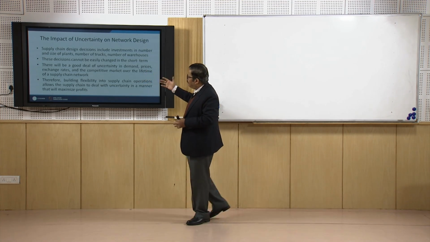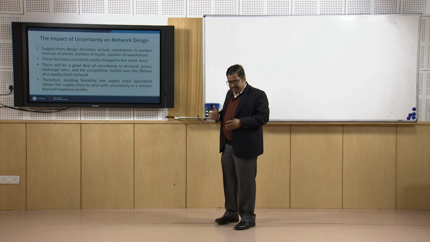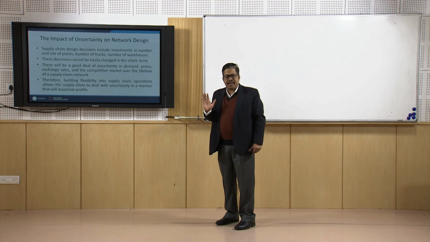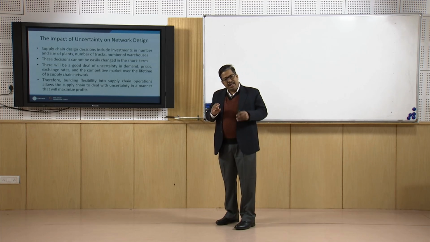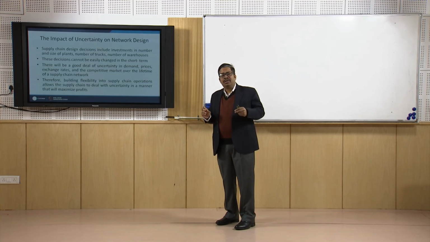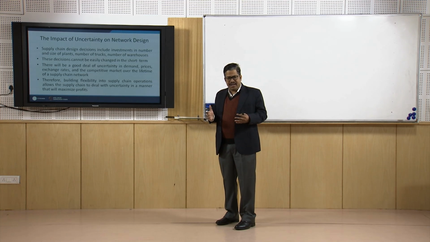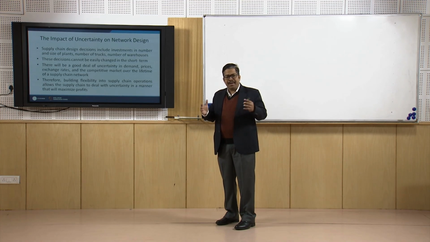Then there will be a good deal of uncertainty in demand. Demand is highly uncertain nowadays, and it is very difficult for any kind of mathematical model to determine when a black swan will come, and therefore demands are highly unpredictable. We use good forecasting. We have already discussed in our earlier sessions various forecasting techniques where we try to model different types of characteristics of our demand data.